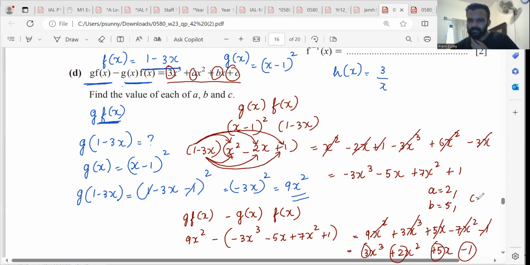And then c, we got it as minus 1. We need to consider the sign. C as minus 1. So a is 2, b is 5, and c is minus 1. So we are done with the D part. Now let's go on to the E part here.